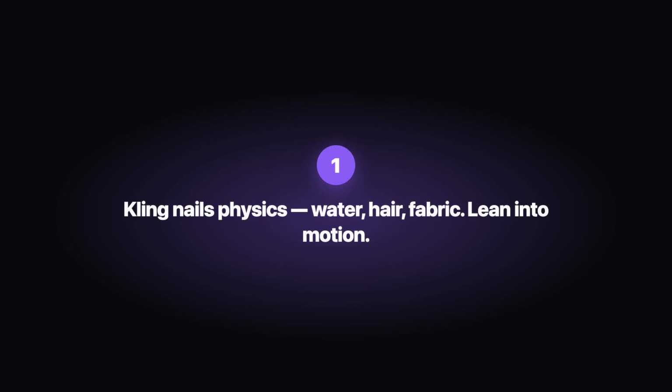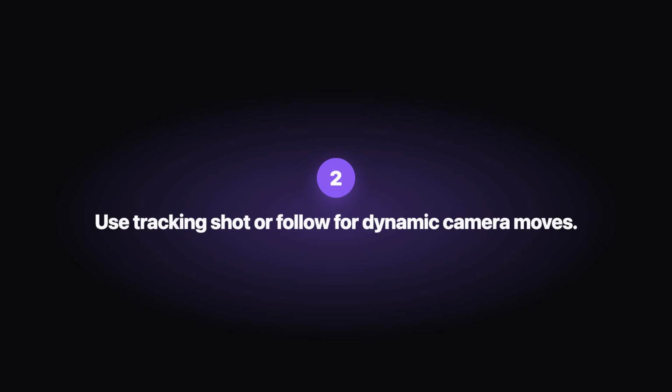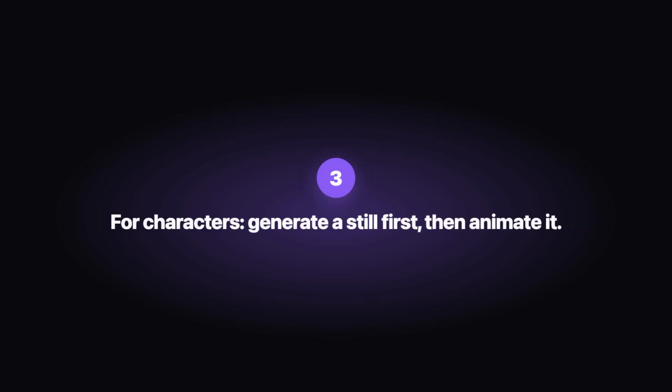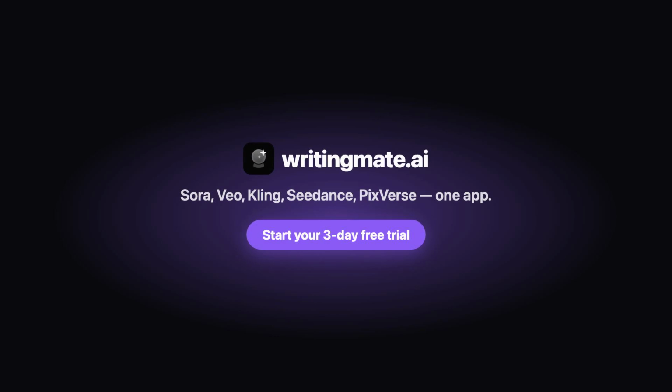Tip 1. Kling nails physics. Water, hair, fabric. Lean into motion. Tip 2. Say tracking shot or follow for dynamic camera moves. Tip 3. For characters, generate a still image first, then animate it.